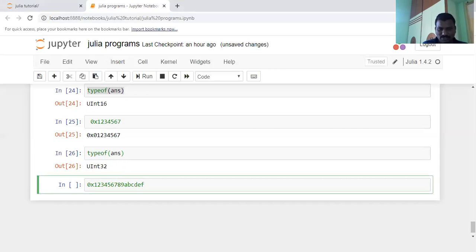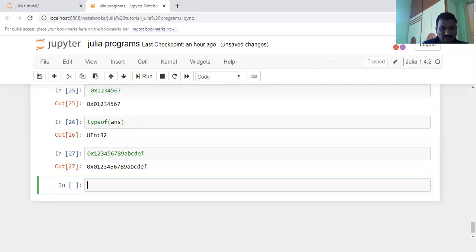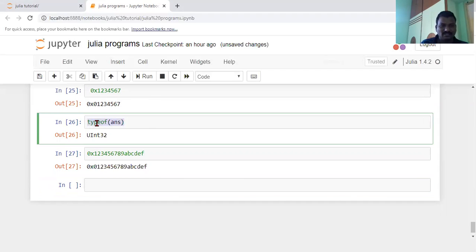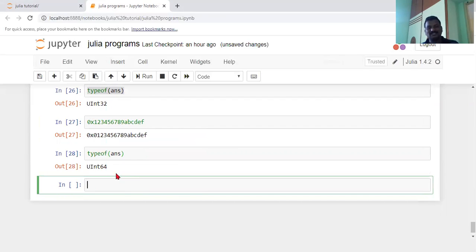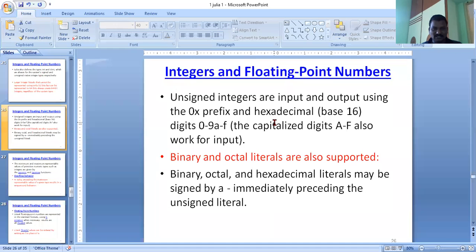Here I am taking 0x12345, a hexadecimal format value. That's the result here. What is the type of the answer in this case? The type of the answer here is maybe an unsigned integer 64-bit. You may change the values, and the type of the answer changes in this way. That is the representation here: you are prefixing with 0x, which is base 16.